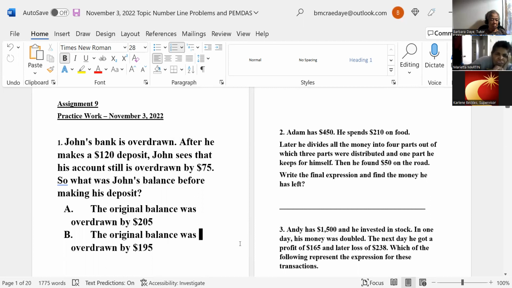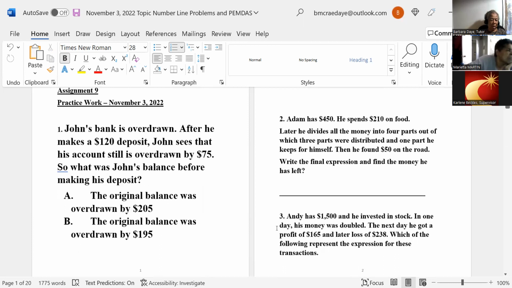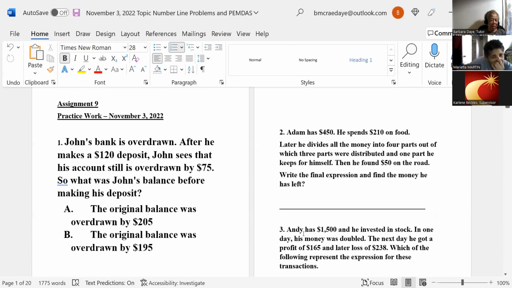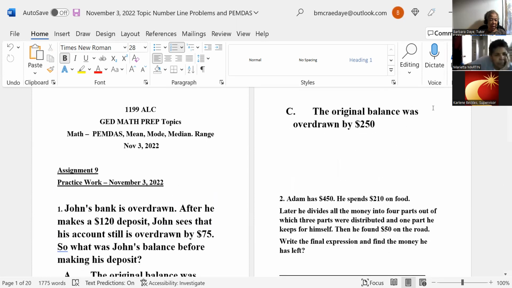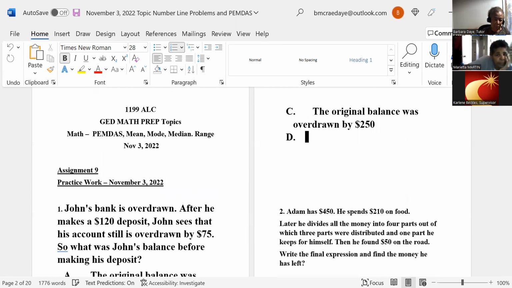John's bank account is overdrawn. After he makes a $120 deposit, John sees that his account is still overdrawn by $75. So what was John's balance before making this deposit? A says the original balance was overdrawn by $205. B says the original balance was overdrawn by $195. And C says the original balance was overdrawn by $250. What answer did you have?